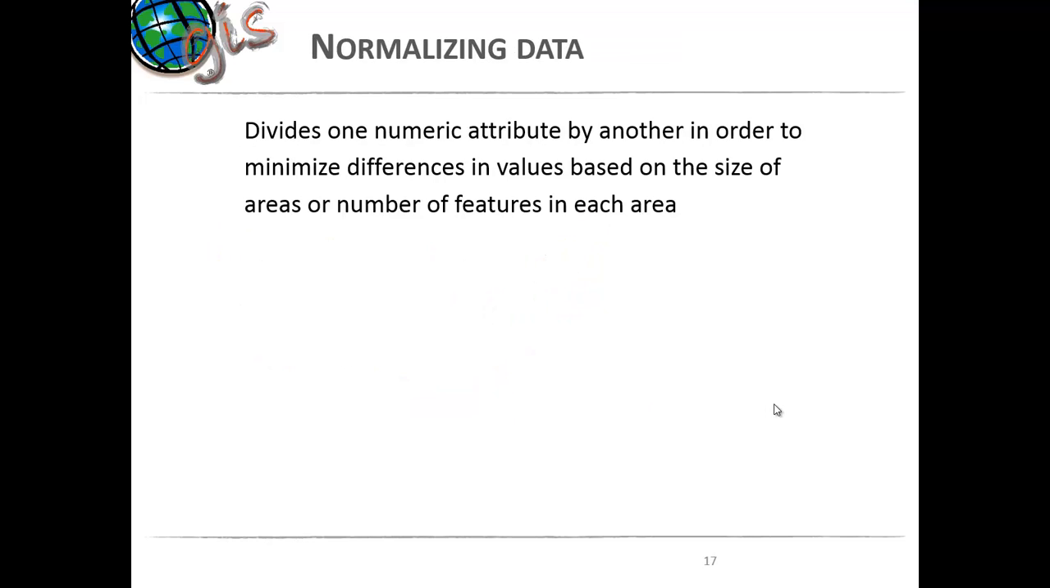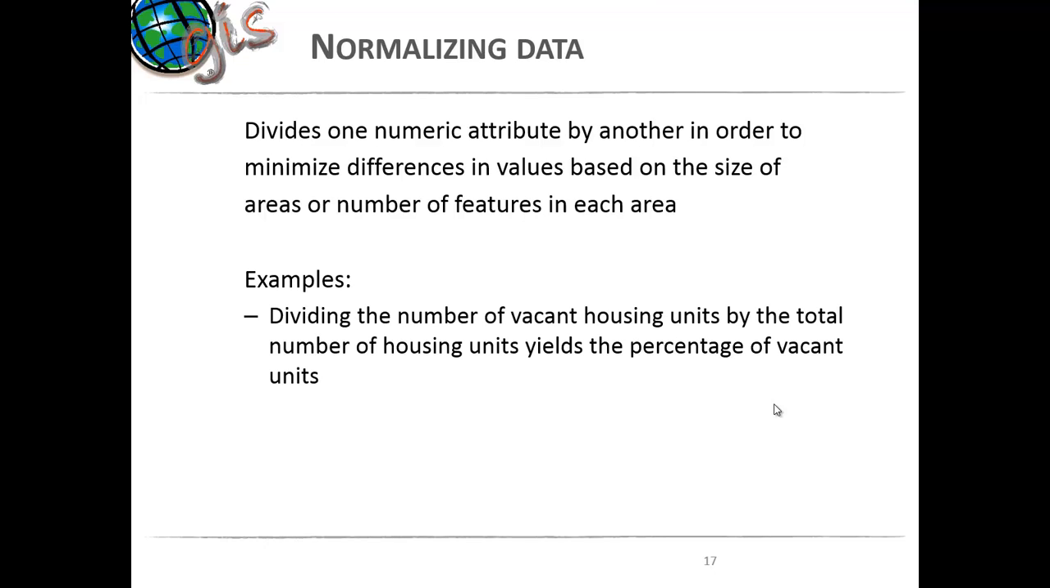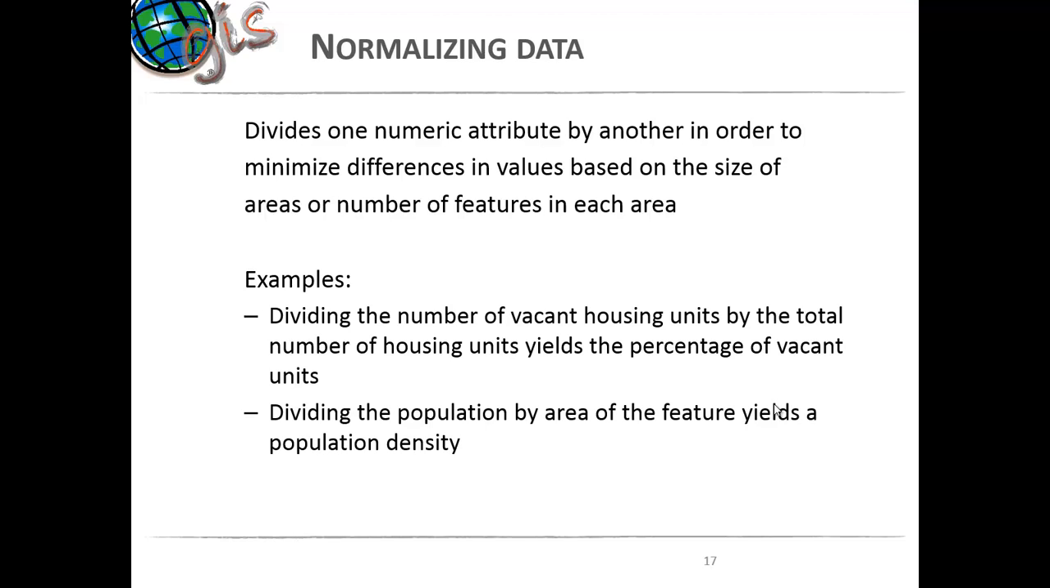So moving on, there is something called normalizing data: dividing a numeric attribute by another in order to minimize the differences between the values based on the size of the areas or number of features and so forth. For example, dividing the number of vacant units by total units would give us a percentage of vacant units. That would be a much better measure than the total number of units, as we'll see in an example. Or something like dividing the population by area would yield population density, which would be a better measure to look at in a few cases.